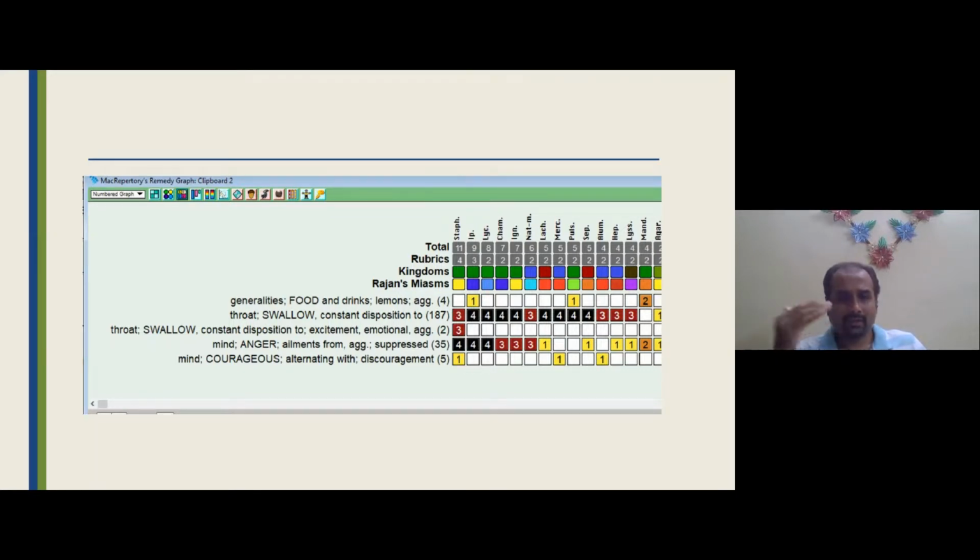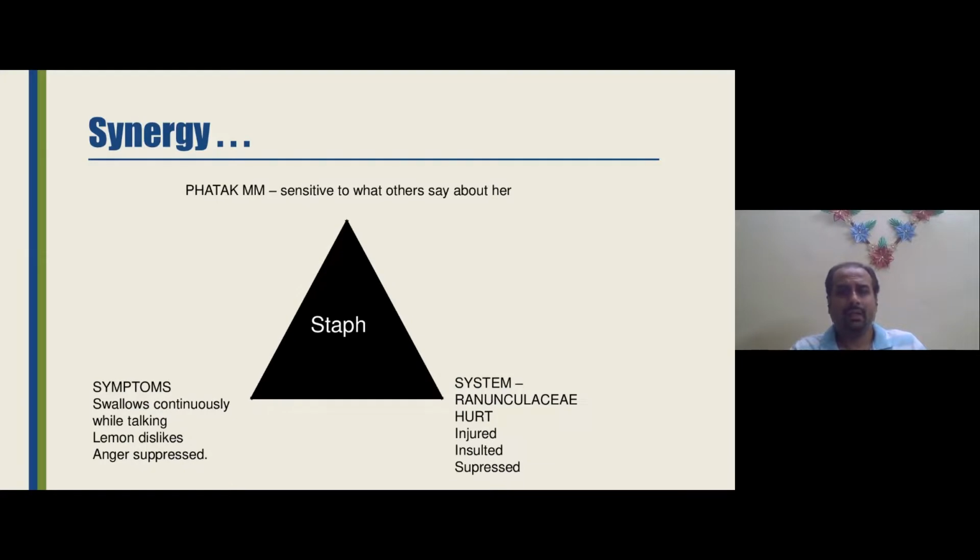So we have in the same family Ranunculus, the remedy which would match this particular pattern. So with Staphysagria, the patient improved a lot. And if you see the synergy method, which we should always follow, it will help us a lot. So it is like you have the system which is Ranunculus. She felt hurt, she felt injured, she felt insulted, suppressed. And in Patak Materia Medica, we know the genius that she is sensitive to what others say about her.